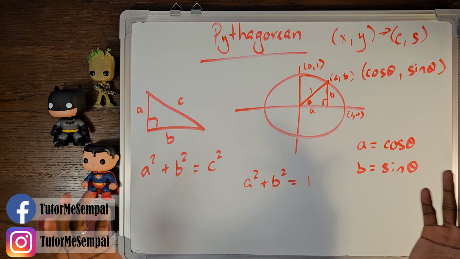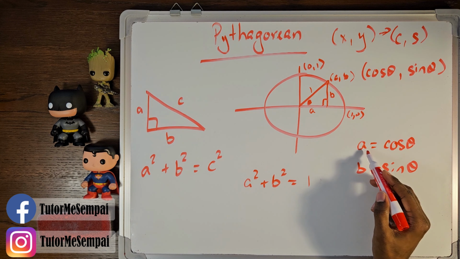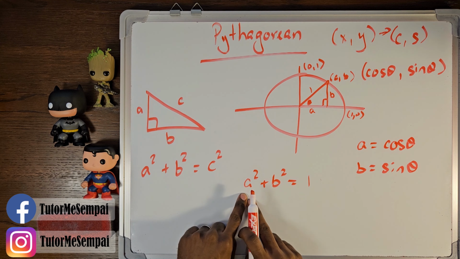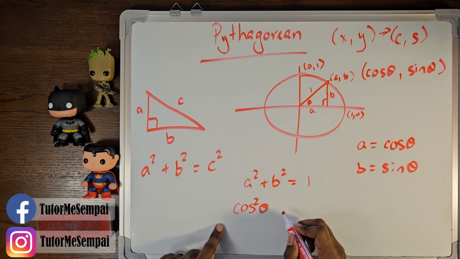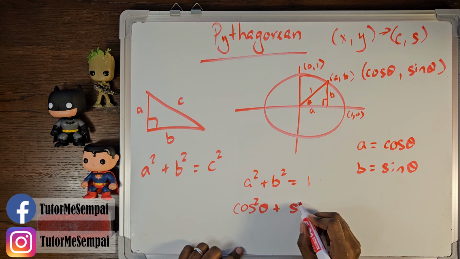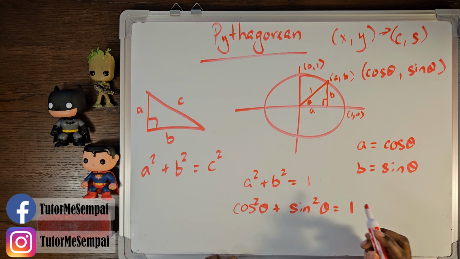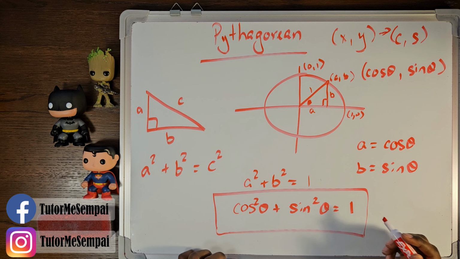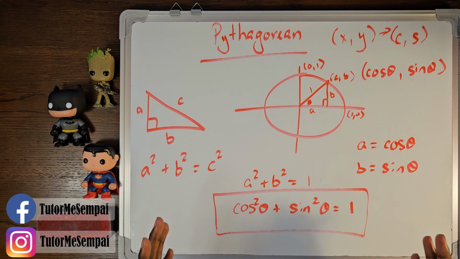Now you may be asking, why are we doing all of this? Where is the trig? Well, here's where the trig comes into play. We already said that A equals cosine theta and B equals sine theta. So if we're doing A squared plus B squared, well, this A squared is going to be cosine squared theta. This B squared is going to be sine squared theta. And that's always going to equal 1 in our unit circle. This is what we call the Pythagorean identity, or one of 3 Pythagorean identities. This happens when you combine your Pythagorean theorem with your unit circle. You get this Pythagorean identity.